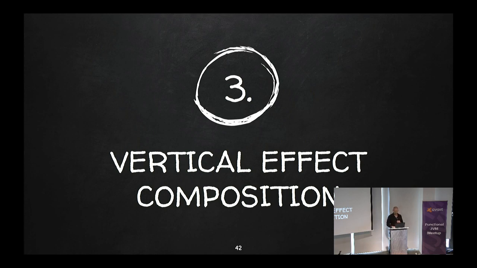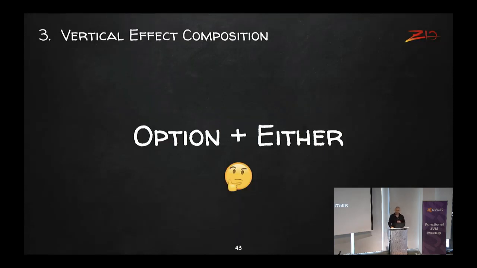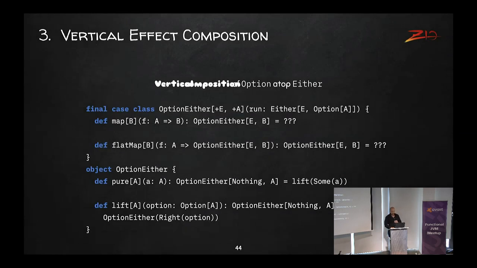So the question arises, let's say we want two of these effects. We want optionality and we want error handling. What are we going to do? Well, one idea is, let's just take an option and stick it inside the success case of an either. Let's try that and see where it leads. If you do this, it turns out, I define my own ad hoc OptionEither data type for what is essentially an option stuck inside of an either.